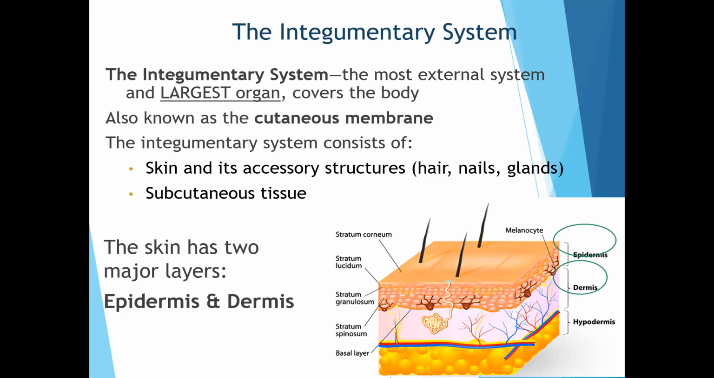And so as we said, the integumentary system is our skin. Obviously, that's the biggest portion, but it also has accessory structures like hair, nails, and glands. And we also have some subcutaneous tissue, and we'll get into that shortly. The skin has two major layers. We have the epidermis, which is the outermost layer, and then we have the dermis, which is below that. And then we'll also talk about the hypodermis, which is below the dermis.